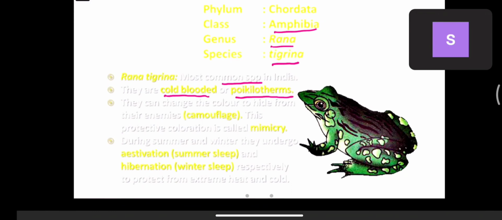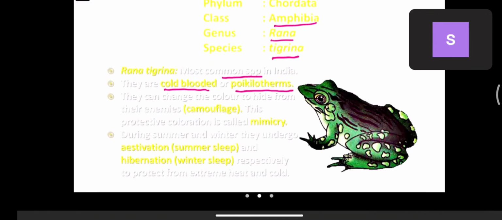So this slide is like this. Next slide is okay. They can change the color to hide from their enemies. This nature is called camouflage, and it is also called mimicry. Are you able to understand? So they can change the color of their skin.